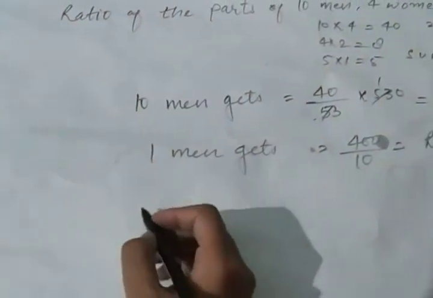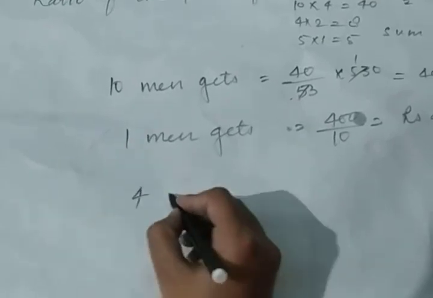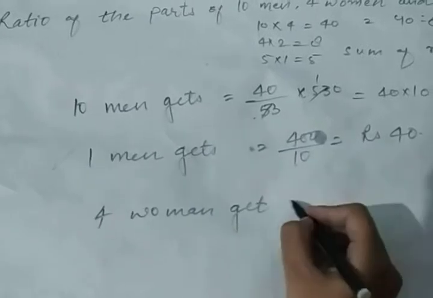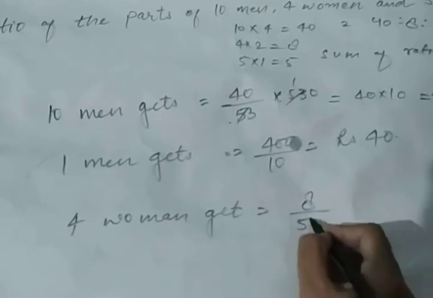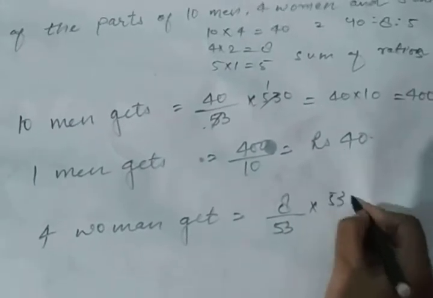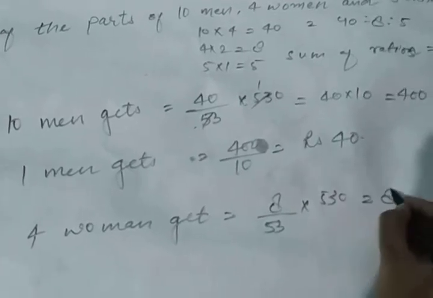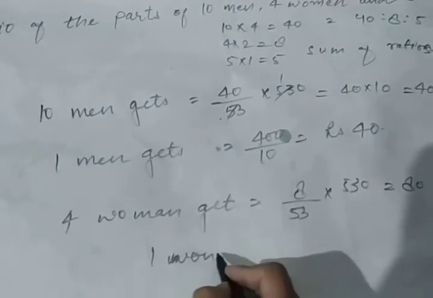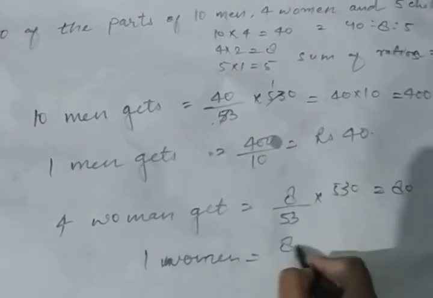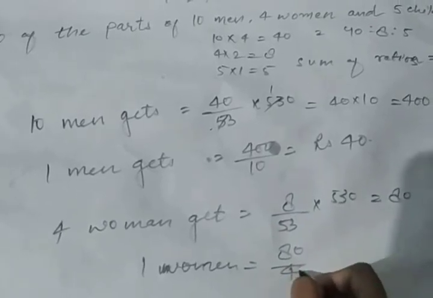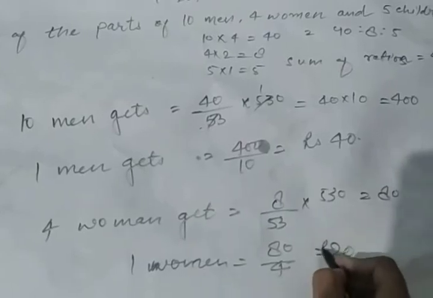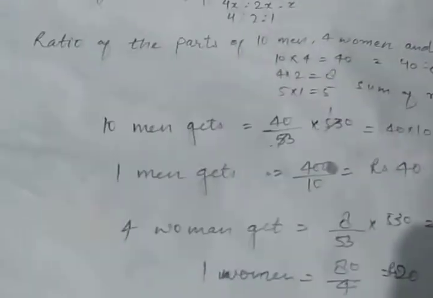Second is the 4 women. The 4 women get 8 upon 53 into 530, that is 80. One woman gets 80 upon 4, that is 20. One woman gets 20 rupees.